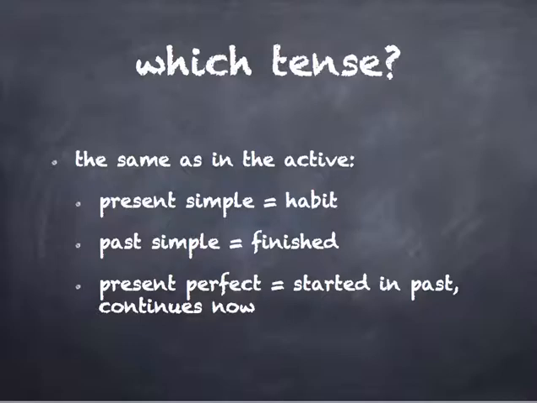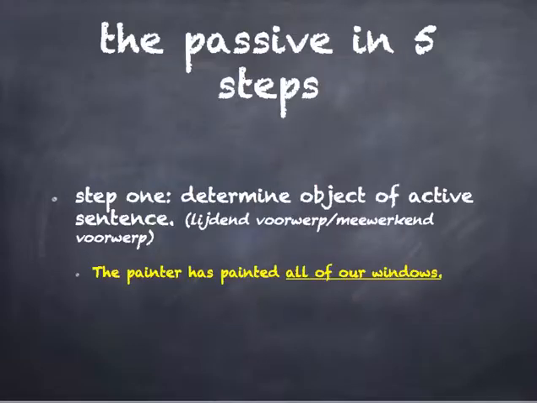So if you have the present simple in the active sentence, you use the present simple in the passive sentence. If you have the past simple in the active, you use the past simple in the passive, etc. Let's take a look at 5 steps to make an active sentence passive. Okay, 5 steps. Here we go.